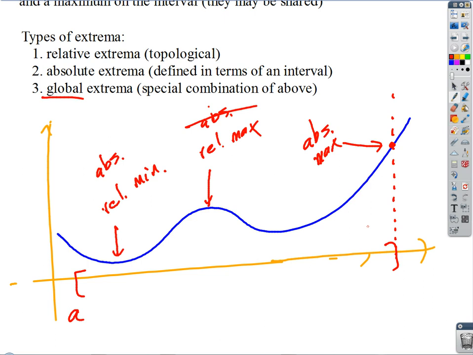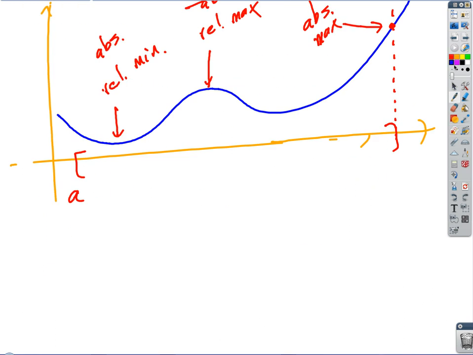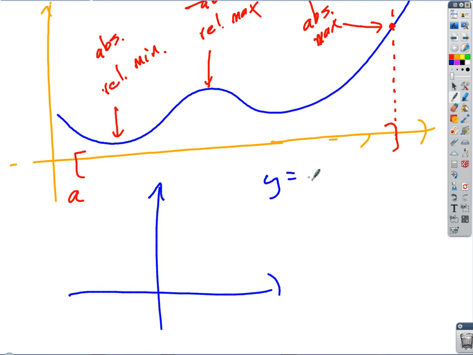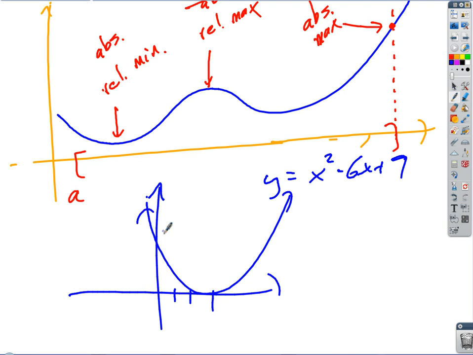If I take the function y equals x squared minus 6x plus 9. So we look at something like that. Then where is there a global minimum? Yeah, down there at the vertex, right?